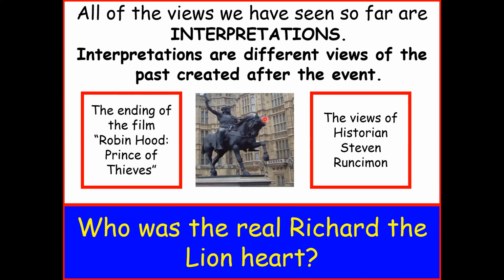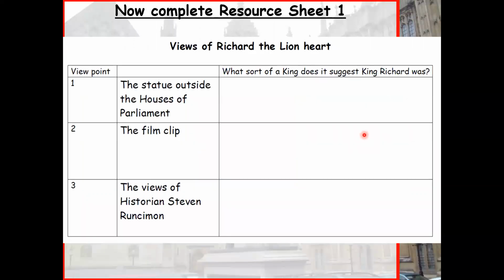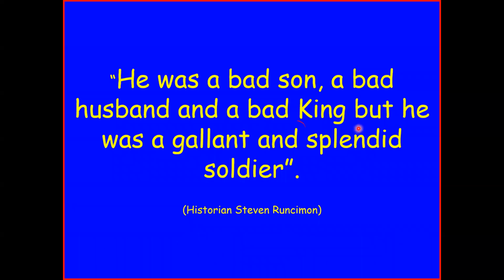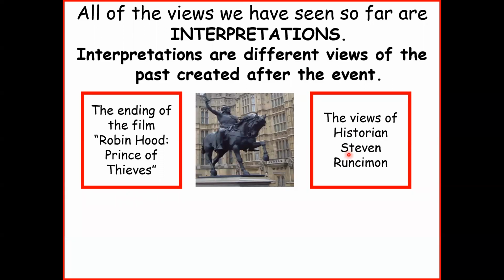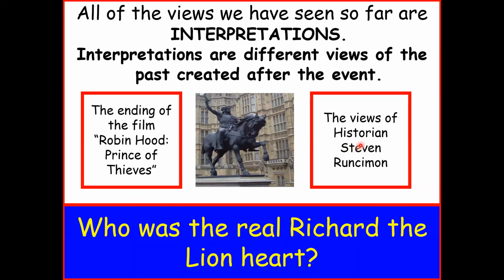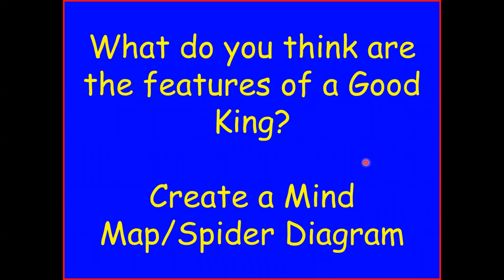Was he this triumphant man wandering out on his horse outside the House of Parliament? Or was he Steve Runciman's bad son, bad husband, and bad king, that gallant and splendid soldier? Who was this real man? First of all, we need to work out what makes a good king. What makes a good king?